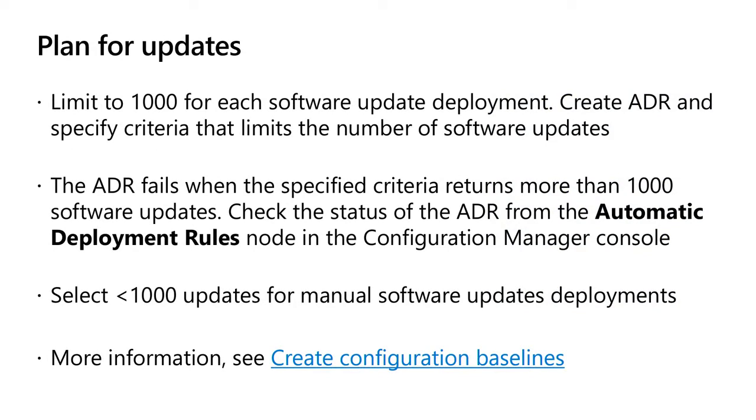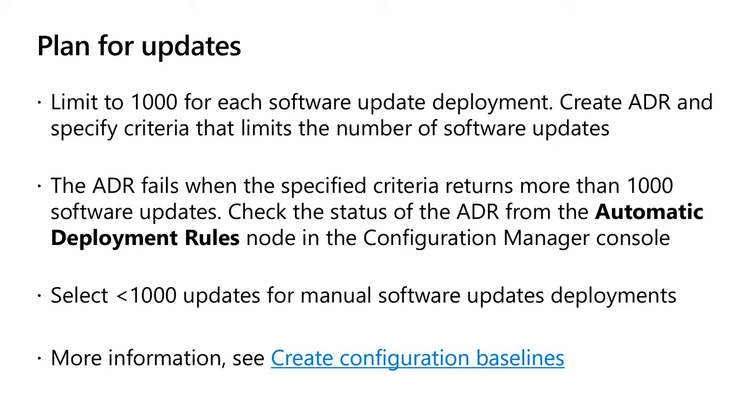So when you're using Config Manager to do updates, there's some planning things you got to do. There's a 1,000 update limit. How many of you knew there's a 1,000 update limit? Yeah, quite a few. Good. If you have more than 1,000 updates in your deployment, they're never going to deploy. They're never going to work. You're never going to have compliance. Even if you try to create an ADR, if it reaches more than 1,000 updates, the ADR is never going to run. So you got to make sure you have it below that. How do you do this?